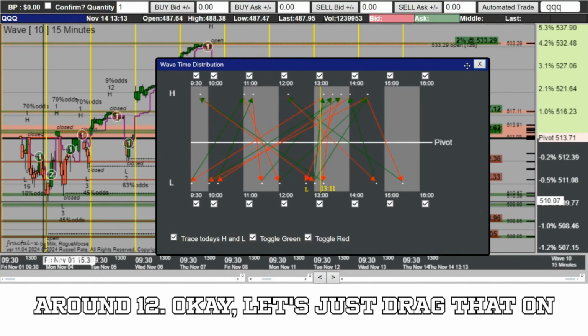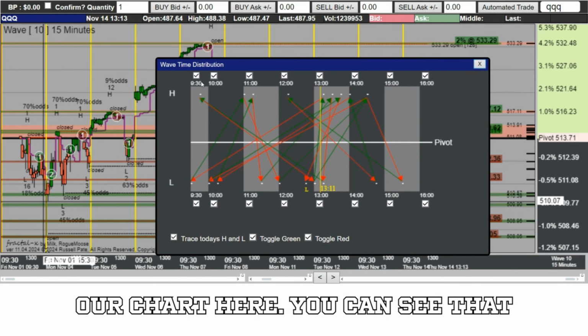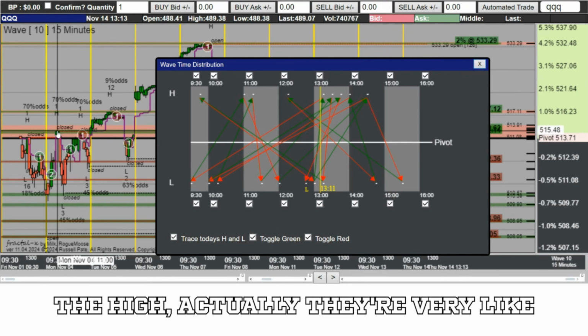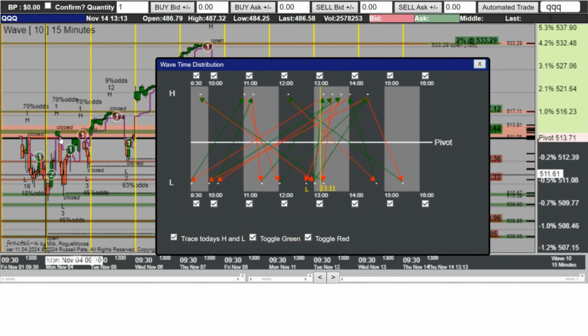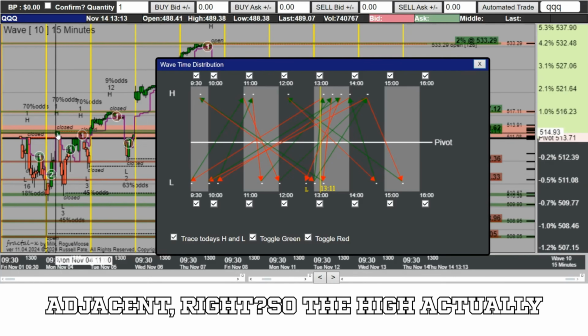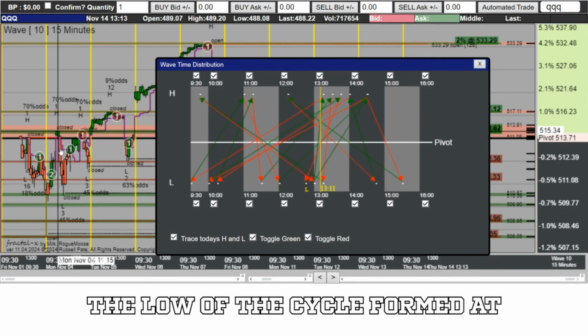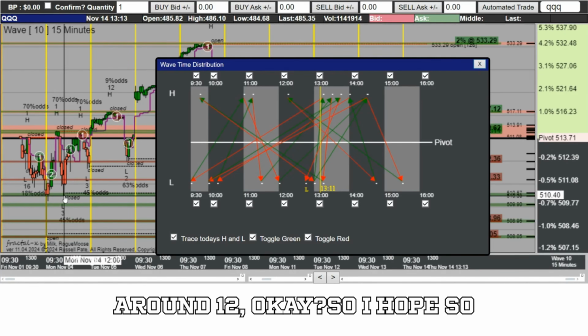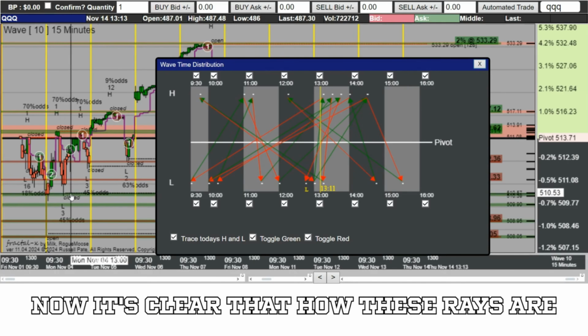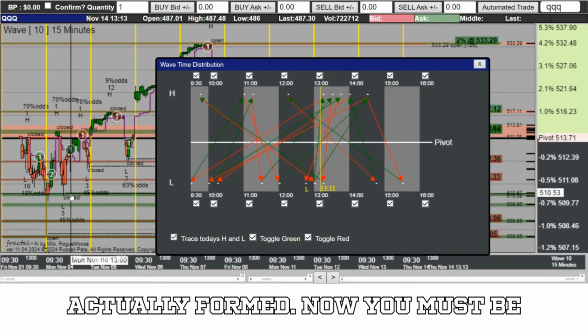Okay, let's just track that on our chart. Here you can see that the high and low are actually very adjacent, right? The high actually formed at around 11 and the low of the cycle formed at around 12. So I hope it's now clear how these rays are actually formed.